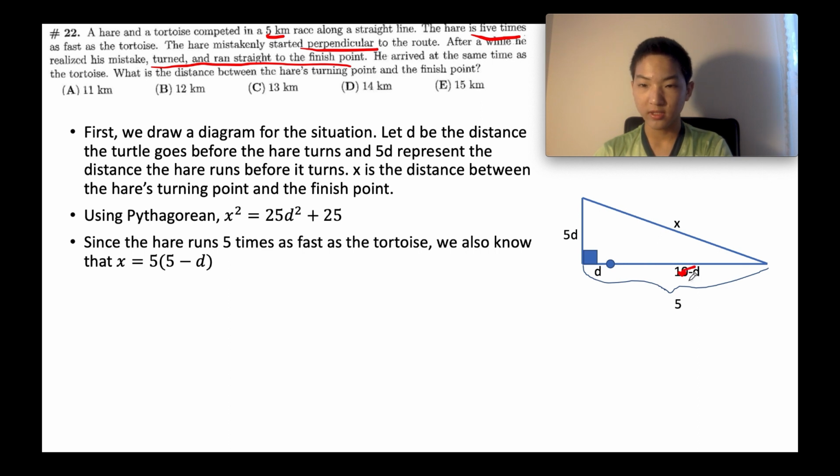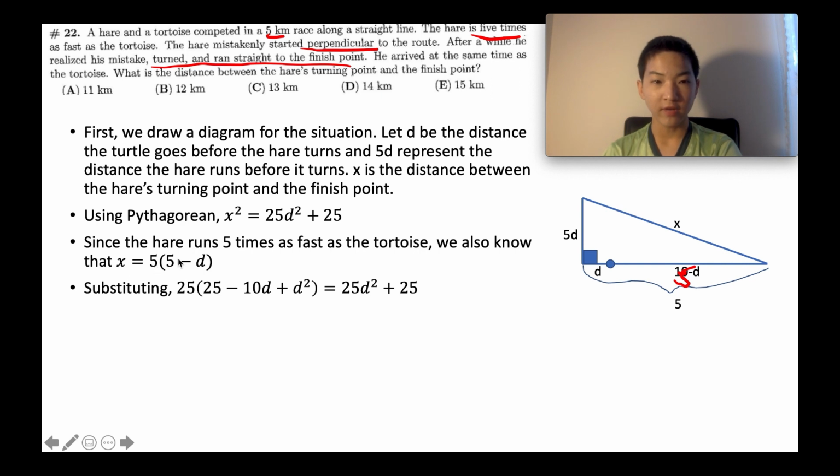But we must realize that 5 minus d times 5 must be equal to x, because 5 minus d is the amount that the tortoise travels from the point at which the hare turns, after the hare turns around, and x is the amount that the hare travels after the hare turns around. Since they reach the finish line at the same time, they have the same amount of time to travel, which means that the hare travels 5 times the distance.